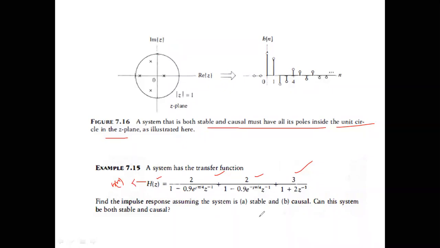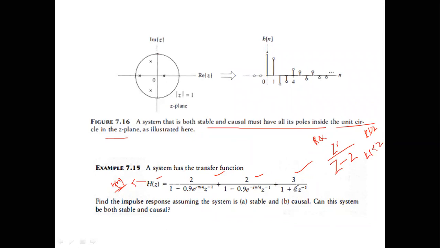Here, that is the tricky part. H of z is given, they want you to find h of n, but they did not give the ROC. Say if z divided by z minus 2 is given, and the ROC is magnitude z greater than 2, then you understand this is 2 to the power n into u of n. If they say the ROC is magnitude z less than 2, then you understand that it's a left-sided sequence, right?